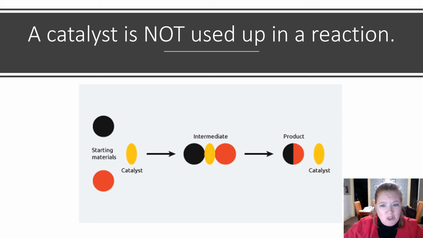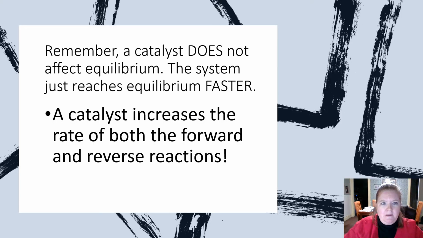A catalyst doesn't get used up in the reaction. It's just like a helper. So it helps the reactants combine to form the product, also helps the reverse reaction, but it doesn't get used up. So remember, again, a catalyst does not mess with equilibrium. It just gets to equilibrium faster because the catalyst increases forward and increases reverse reaction.